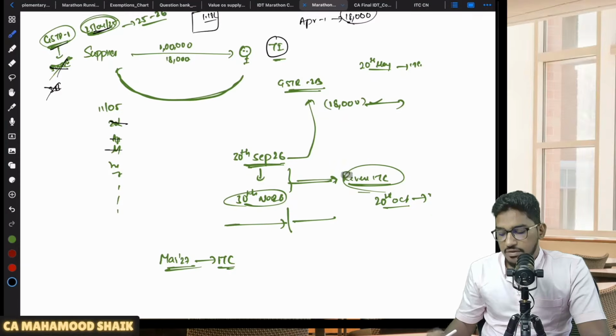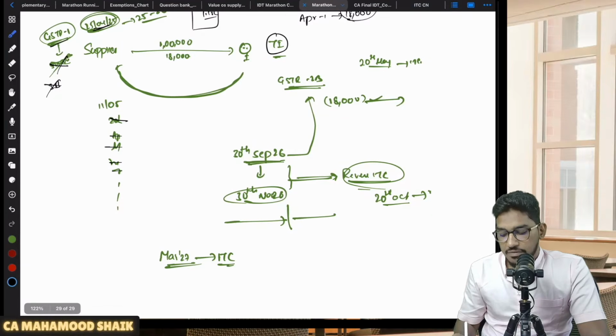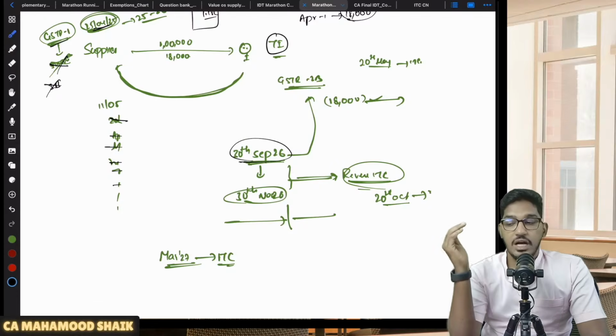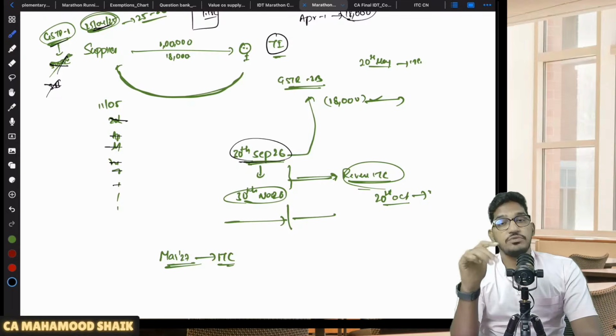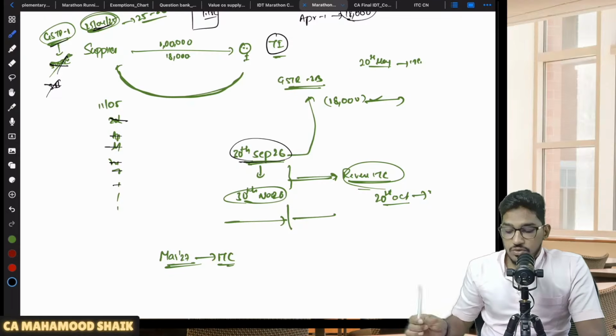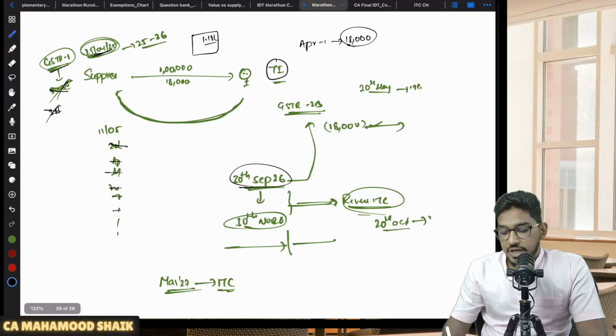Sir, how long will the government wait like this? The government will wait till 30th of September following the end of the financial year for the supplier to file his GSTR 3B. So this initial supply was made in the financial year 25-26.